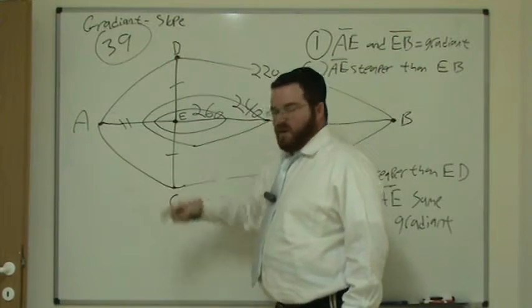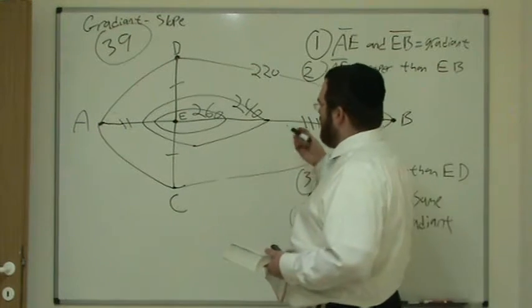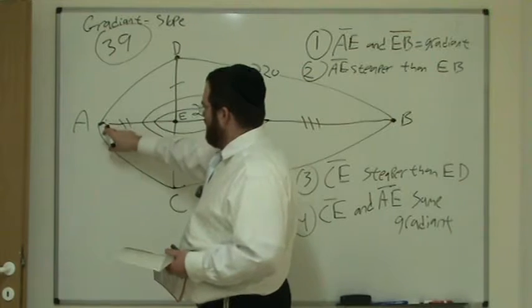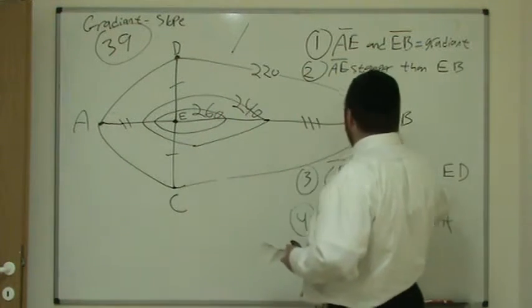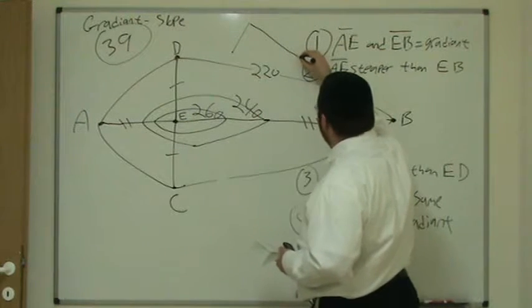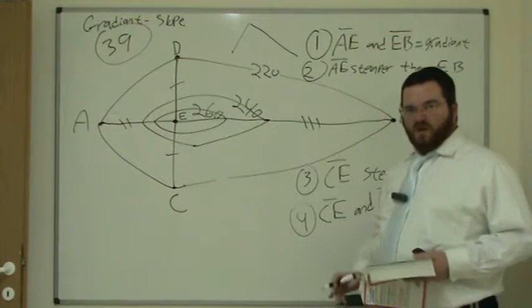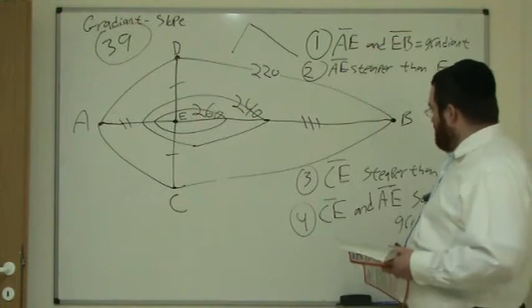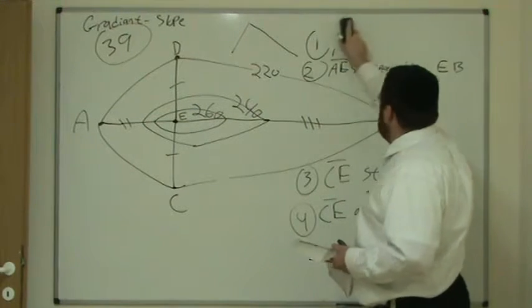If it takes longer to slope downwards, from AE it's sloping like this. And from EB, to reach the same drop, it's going like that. So you see, it's much less of a slope. They don't have the same slope. So answer 1 is not correct. AE and EB do not have the same slope.